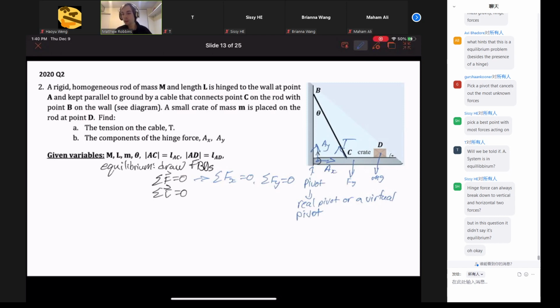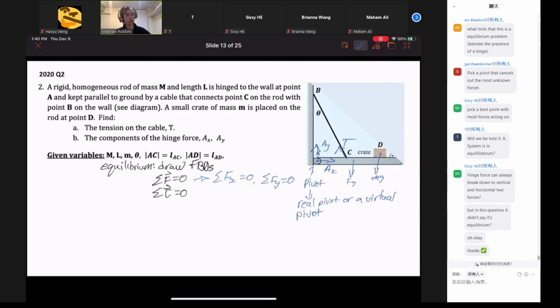So then there's another question. Can we always break the hinge force into vertical and horizontal components? Yes, we can. In general, hinge forces are going to have a vertical and horizontal component. And then in order to say the direction and the magnitude of each component, this is where you need to solve the problem. So are there any questions on this one before I go to the spring one?